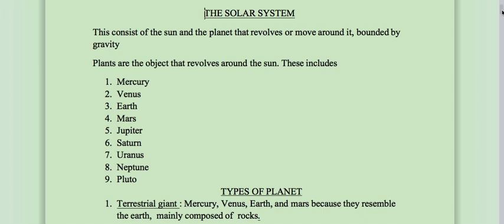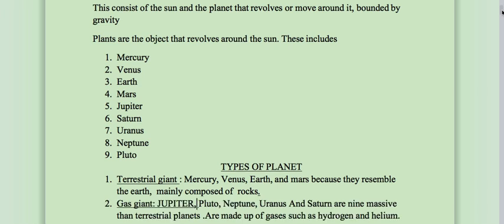Types of planets. There are basically two types of planets. Number one, terrestrial planets. Why do we call them terrestrial? Because they resemble the Earth and they are mainly composed of rocks. Examples: Mercury, Venus, Earth, and Mars.